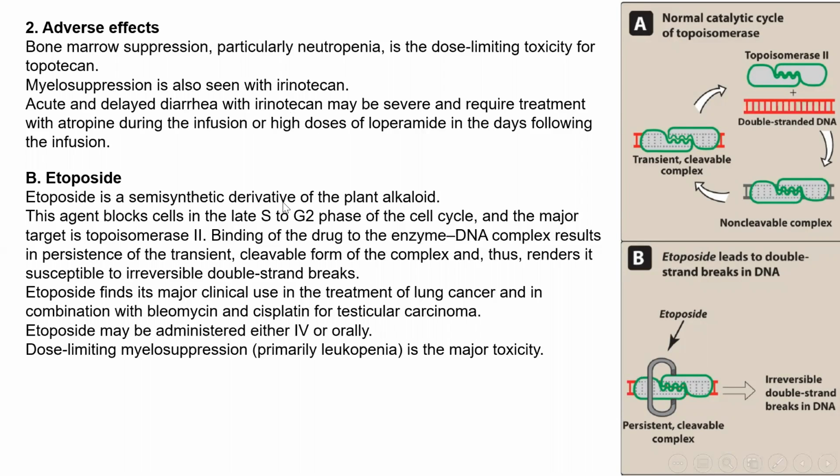Then we have etoposide. Etoposide also works on topoisomerases, but this one is more specific to topoisomerase 2, and we will discuss this in a minute. So this agent blocks the S and G2 phases of the cell cycle through targeting topoisomerase 2. Let's talk about the other features, then I will go back again to the mechanism of action.